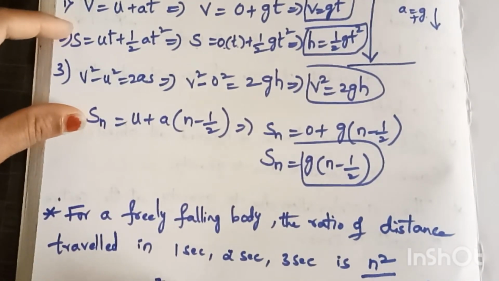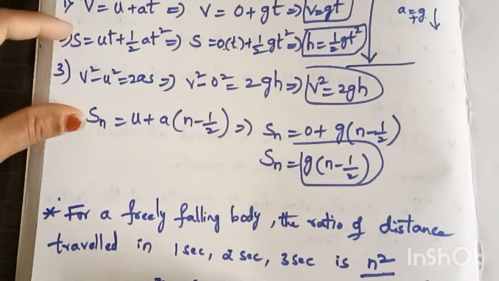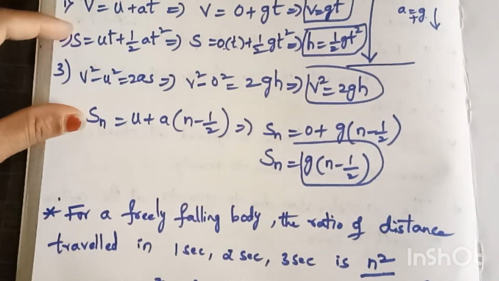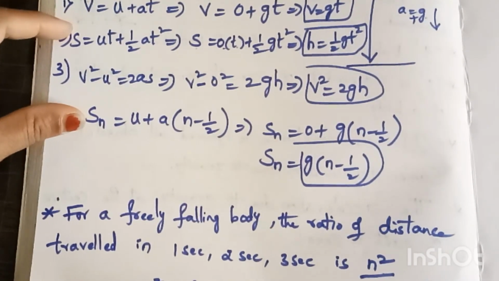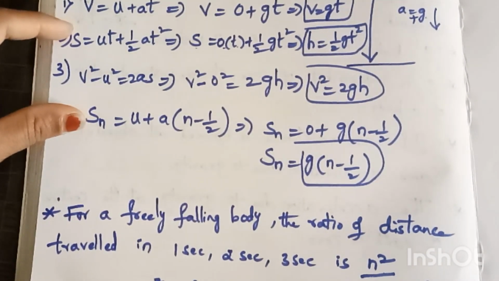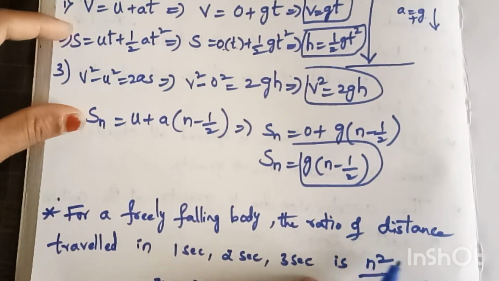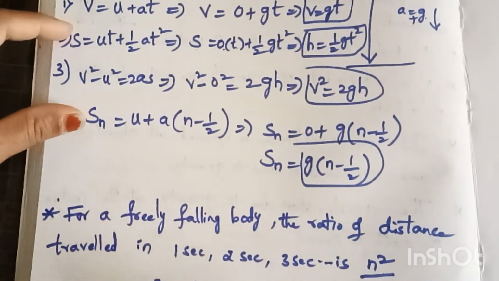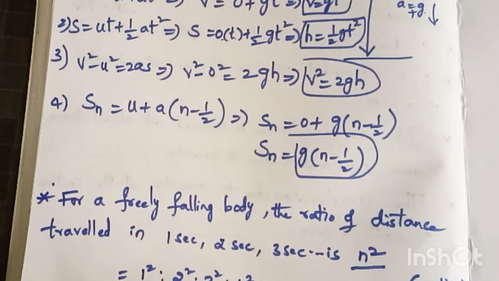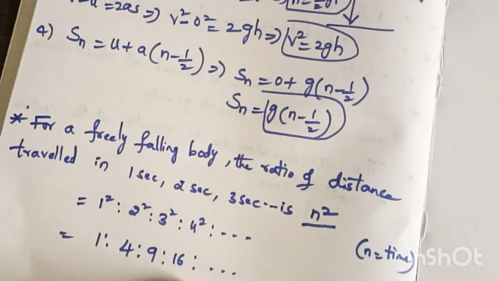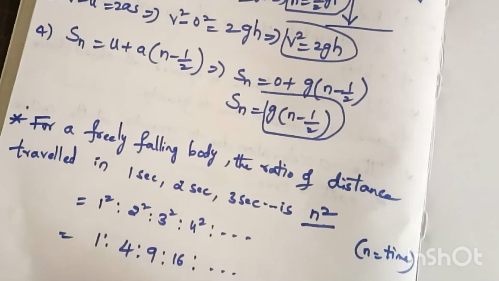1 square is to 2 square is to 3 square is to 4 square and so on. So 1 is to 4 is to 9 is to 16 and so on. This is the ratio of distance traveled by the first second, second, third, and so on: n square. n represents time here. So for a freely falling body, for a time of 1, 2, 3, 4 seconds, the ratio of distance can be written as 1 is to 4 is to 9 is to 16 and so on, that is n square.